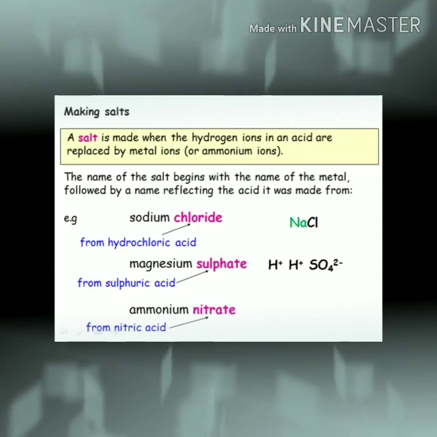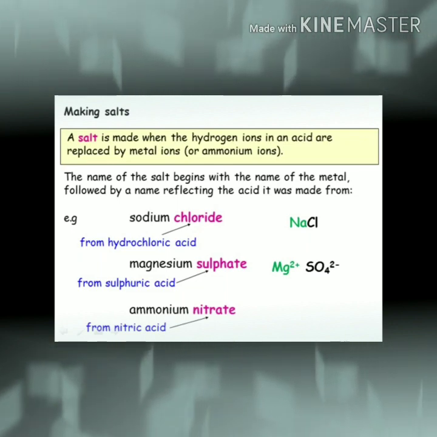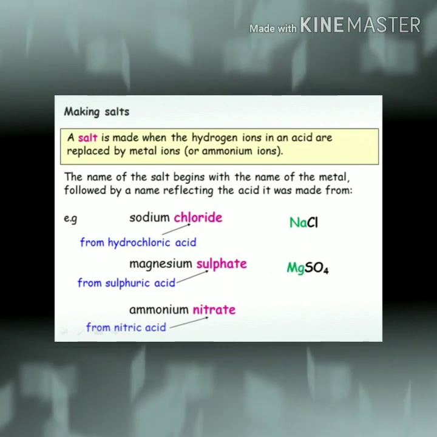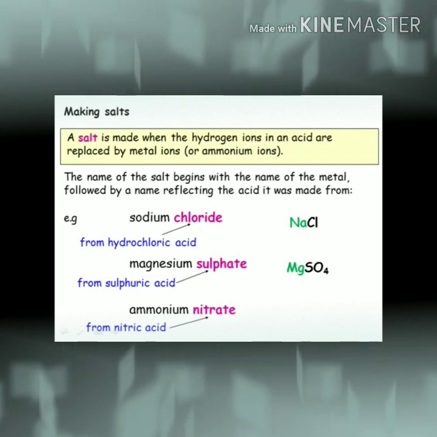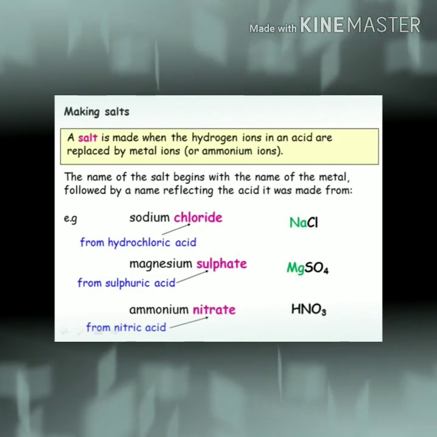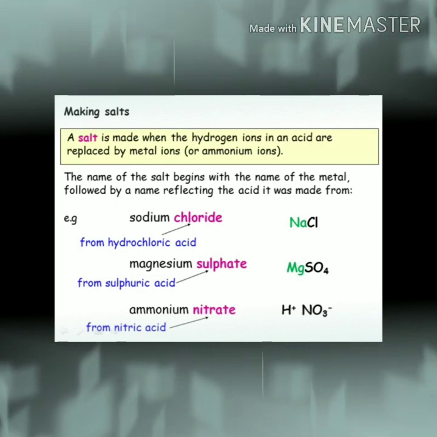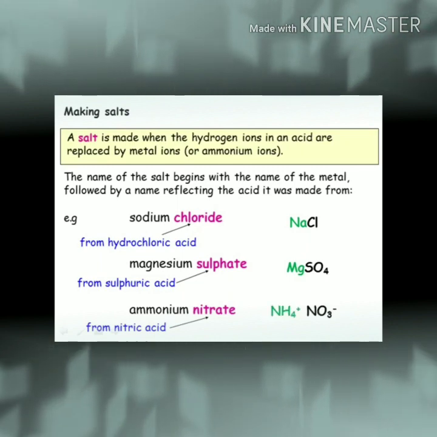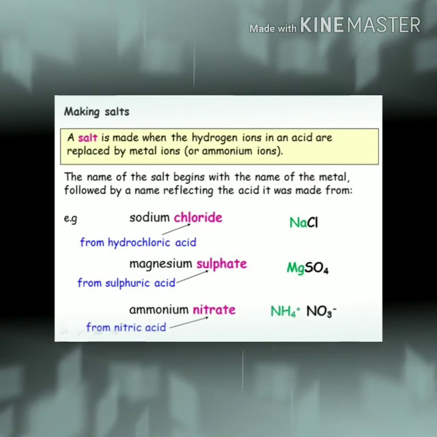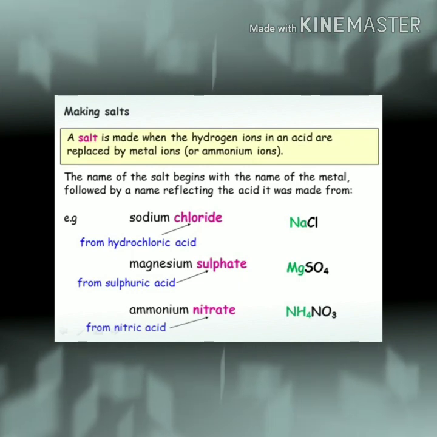So this two hydrogen ion is being replaced by a metal. Which metal? The magnesium metal. So it is magnesium sulfate, and then followed by the ammonium nitrate. From the nitric acid, when the nitric acid dissociates into two different ions, the hydrogen ion is being replaced by ammonium ions. So this is the formation of making salt.